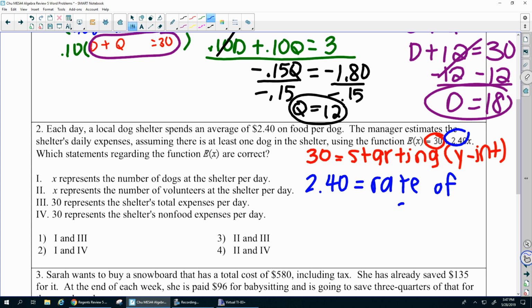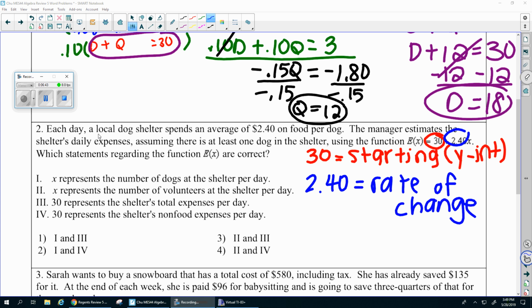Because that is attached to your x. So let's take a look. X represents the number of dogs at the shelter per day. Okay, answer choice 1 says X represents the number of dogs at the shelter per day. That has to be true because each dog costs $2.40, so the X must represent the number of dogs per day. If that's the case, X does not represent the number of shelters per day.